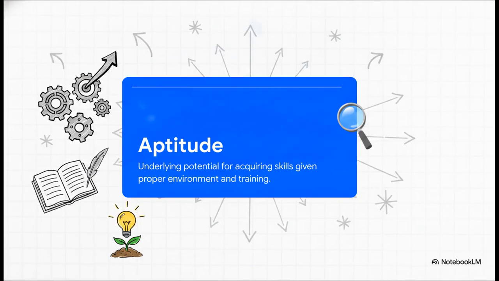The second domain we look at is aptitude. Now, while intelligence looks at your general capacity, aptitude looks at your underlying future potential for acquiring skills. Aptitude tests predict what an individual will be able to do if they are given the proper environment and training. For instance, a person with high mechanical aptitude can profit immensely from the right training and do incredibly well as an engineer, or a person with a high language aptitude could easily be trained to become a fantastic writer.